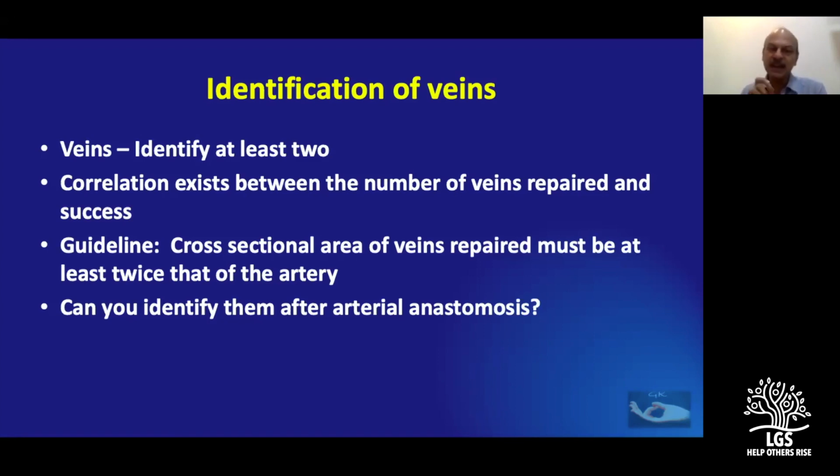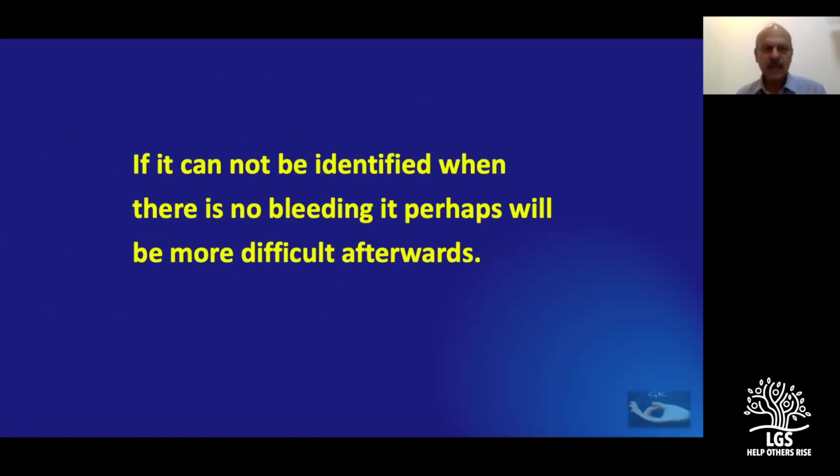Sometimes we may find it difficult to identify the veins. In that situation, there is a tendency to say, okay, we'll do the artery first, the blood will flow in, and then the blood will come out through the veins, then we can see the veins. This is a common mistake that we all do. If you cannot identify the veins when there is no blood at all, it perhaps will be more difficult afterwards. There's going to be a lot of bleeding.